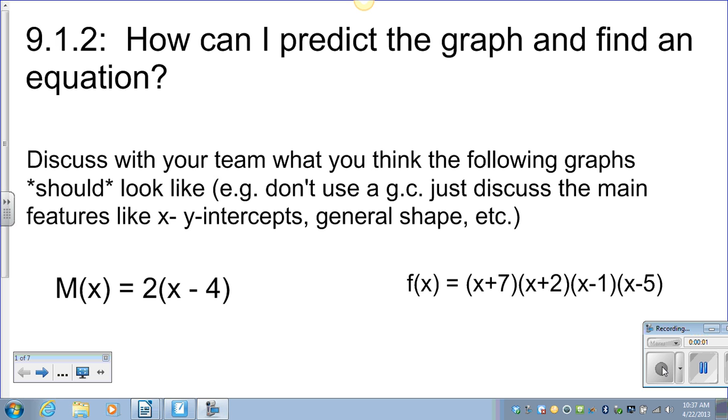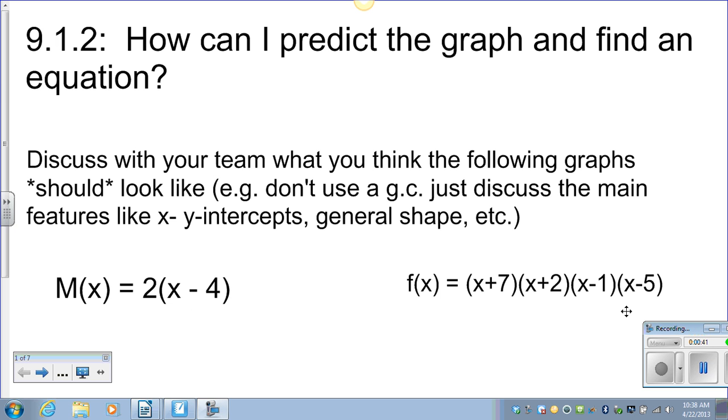So remember back to last class where we talked about how you can predict what the graph looks like by all of its factors. For m of x, I would look at this, and one thing I can predict right away is that when x equals 4, the graph is going to be crossing the x-axis, because that's going to be an x-intercept, because 2 times 0 is 0, and so when y, or in this case m of x, is 0, then that's when it crosses the x-axis.